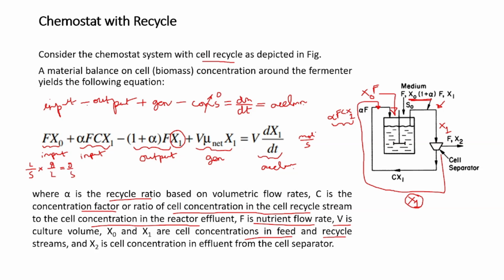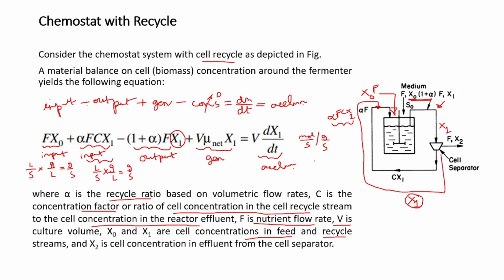Now here also let us check the units. Alpha is a ratio, so it has no unit. Feed flow rate is liters per second. C is the concentration factor, also a ratio, so it will have no unit. X1 will again have units of grams per liter, so it will be grams per second. Likewise you can check all the terms, and they will have the same units of grams per second. So this is actually what they are doing: a mass balance, and it is mass per unit time.